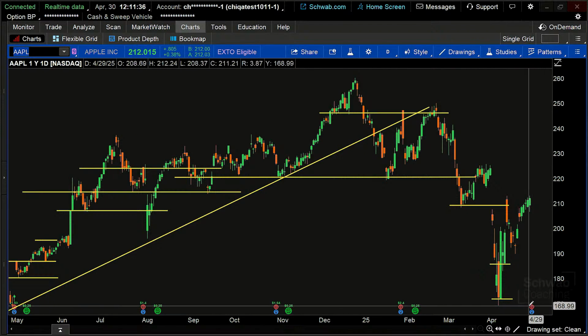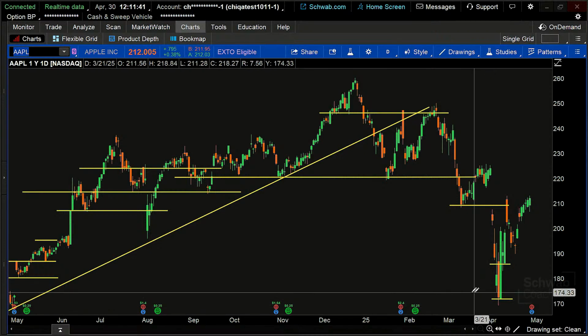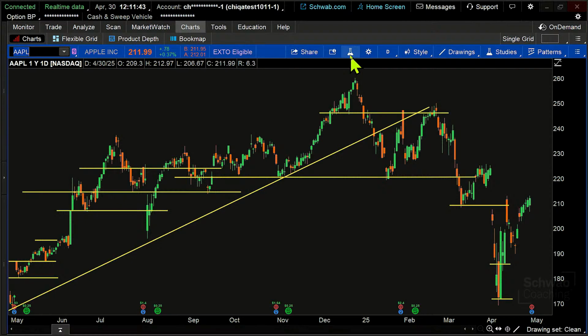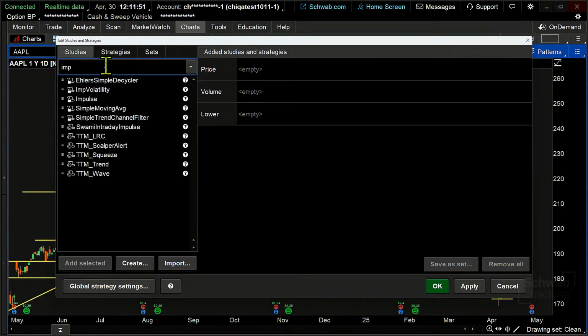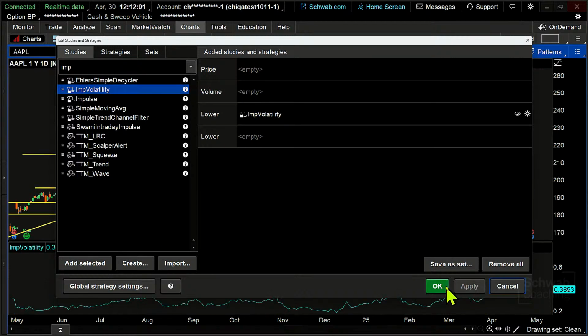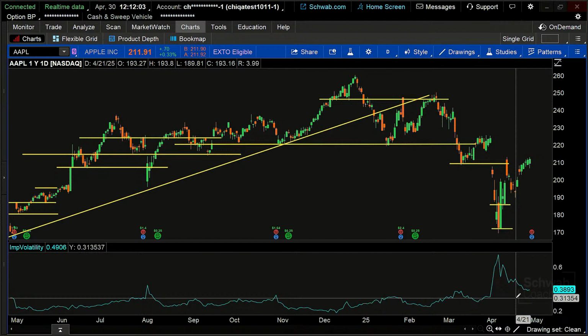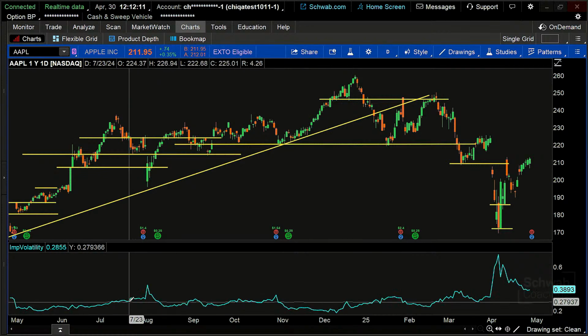So what I'm going to do, this is the number 2 way to look at volatility on the thinkorswim platform, is on an individual stock chart. I'm going to go up to the Flask icon up here at the top of the page. I'm going to come over to the left-hand side, and I'm going to type in the letters IMP. And now I have implied volatility, okay? Implied volatility. And we're going to click on apply and okay. And now what I'm seeing down here at the bottom of the chart is volatility for Apple.